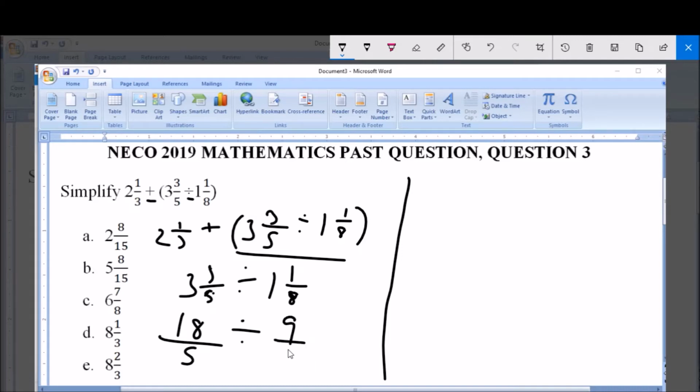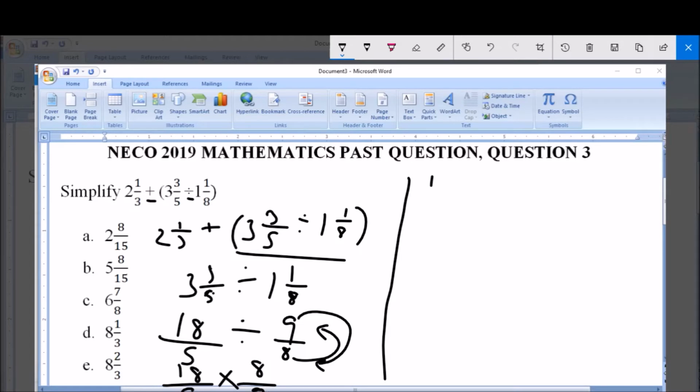9 over 8. Now in mathematics, when dealing with a division in fractions, you have to convert the division sign to a multiplication sign, and by doing that, the right-hand side denominator will become the numerator, and the numerator will become the denominator. So now we have 18 over 5 multiplied by 8 over 9. We've introduced the multiplication sign. This 8 has become the numerator and the 9 has become the denominator. So now we have 18 over 5 times 8 over 9.